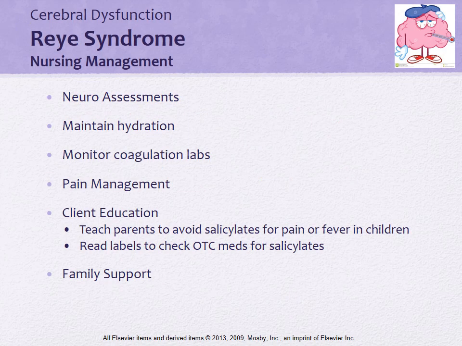So as we just said, you want to make sure you're completing your neuro assessments on them and maintaining hydration. More than likely you're going to have them on IV fluids. Make sure you have accurate I's and O's so you're replacing everything at least 1-to-1. More than likely it'll be 2-to-1, depending on the order. Monitor coagulation labs because remember, you're looking for those clotting factors, checking your PT, PTT, all those things to see how their bleeding is.